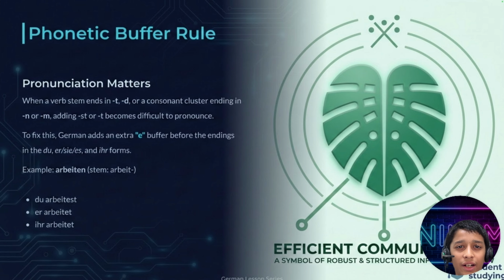Example: arbeiten, stem arbeit. Without the buffer, du arbeitst would be nearly unpronounceable. With the buffer, du arbeitest. Similarly, er arbeitet and ihr arbeitet. This is not optional. Omitting the buffer is a clear error and will mark your German as non-fluent. The rule is straightforward. When the stem ends in T, D, N, or M, insert E before ST and T endings.